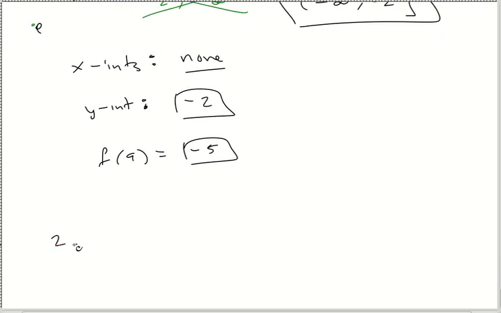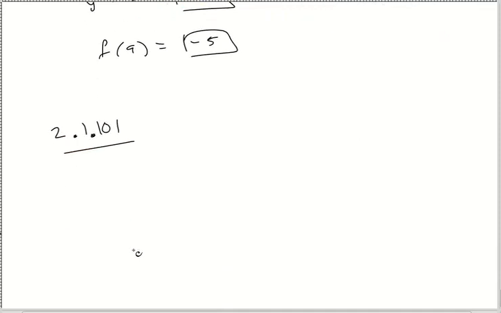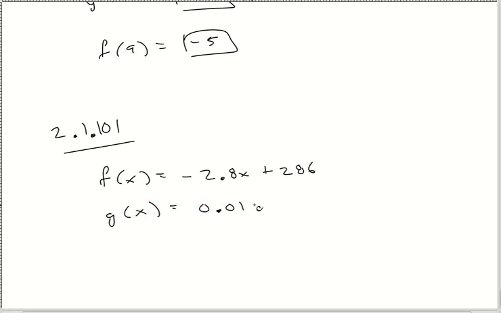One last question. 21101. Okay. So they have, this is a word problem, by the way. F of x is equal to -2.8x plus 286. And then I got a g of x is equal to 0.01x squared minus 5.1x plus 375.